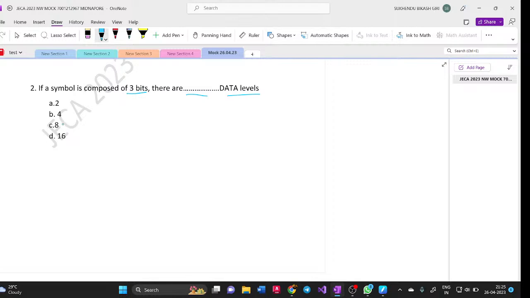The right answer is 8, option C. How? The relationship between bits and data level: if we consider data level as L and bits as N, then L equal to 2 to the power N. Here we have 3 bits available, so N equal to 3. So number of data levels L equal to 2 to the power 3, which is 8. 8 is our correct answer. Good job, Shravan. Everyone should answer it.